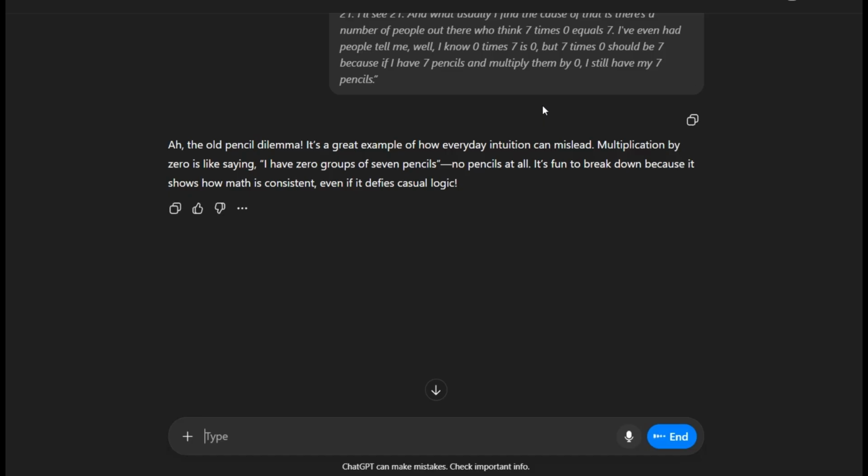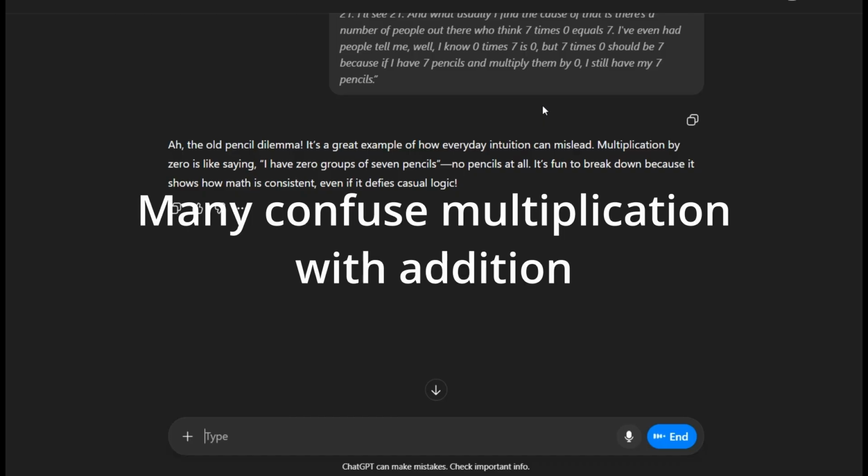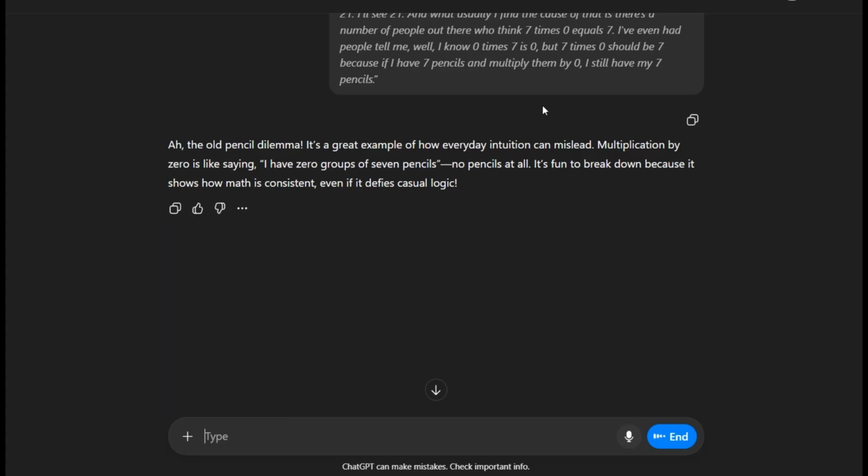Right, I would have to say maybe extremely casual logic. I think some people are getting confused about what multiplication means and confusing it with addition. I think people have forgotten that multiplication is really about groupings. Like you said, if I have 7 pencils and I put them in one bag, 7 times 1, I have 7 pencils in one bag. But if I have 7 pencils and I put them in 0 bags, if I don't put them in a bag, well, I have 0 pencils in a bag. That's what that means.